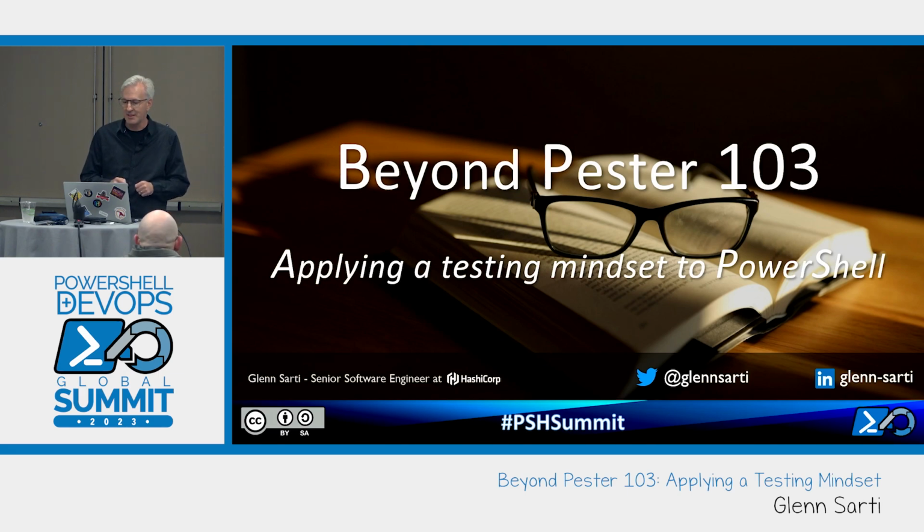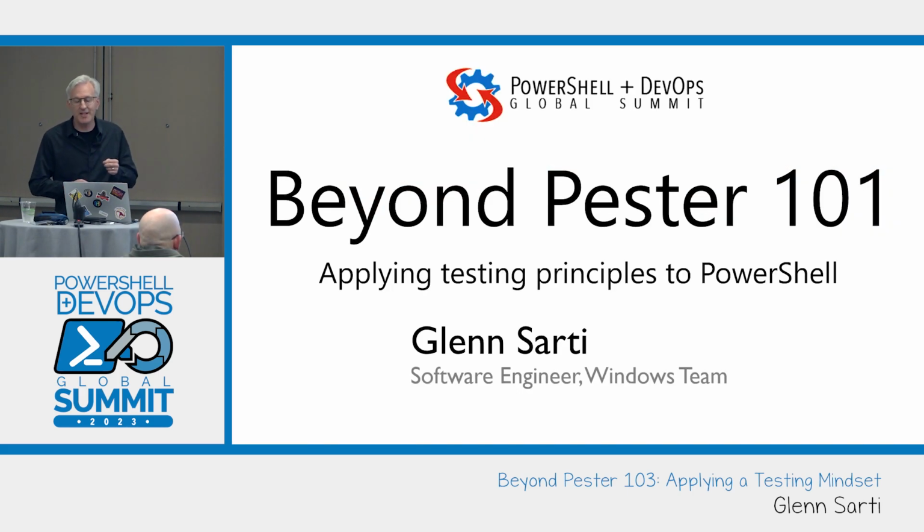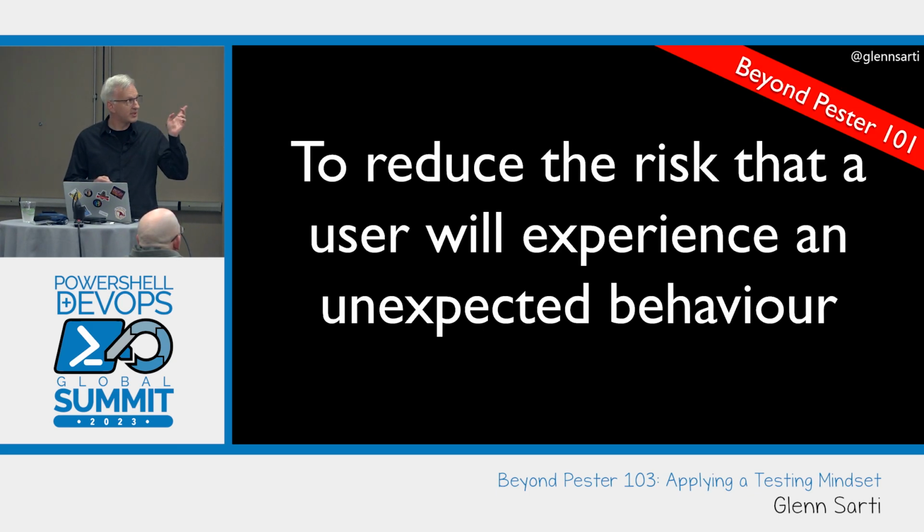So as you can probably guess, this is my third talk on testing PowerShell with Pester. Back in 2018, I gave my first PowerShell testing talk called Beyond Pester 101, Applying Testing Principles to PowerShell, where I introduced the wide world of software testing. And interestingly, the concept of why we test. Even after all this time, this definition still holds true, because we test to reduce the risk that a user will experience an unexpected behavior.